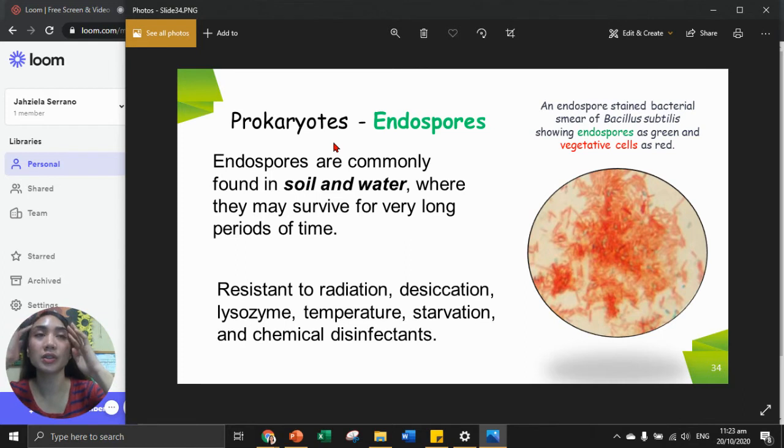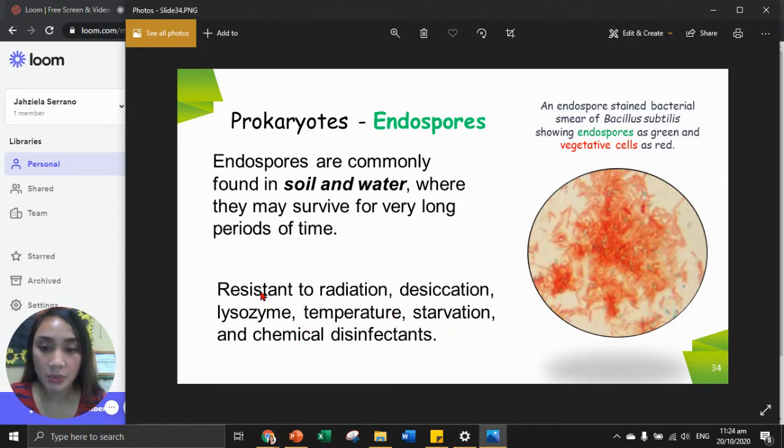Okay, now let's look at examples. We're moving on to examples of prokaryotes, the ones with prokaryotic cells. So, given the example in everyday life, we would see endospores. Endospores are commonly found in soil and water. They may survive for very long periods of time. Why? It is resistant to radiation, desiccation, lysozyme, temperature, starvation, and chemical disinfectants.